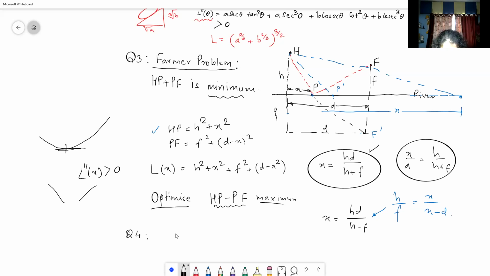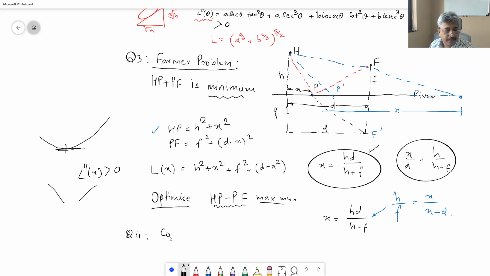Question 4. Compare e raised to pi and pi raised to e. Who is bigger, who is smaller?